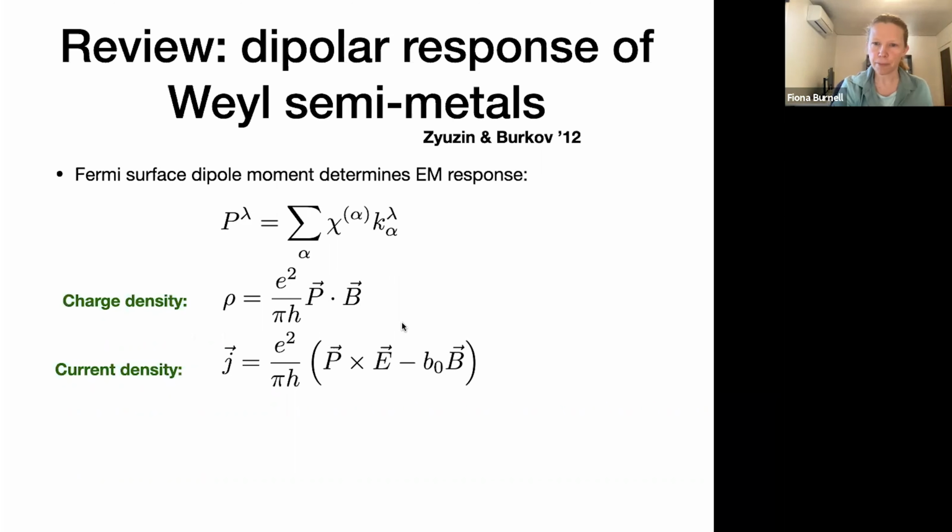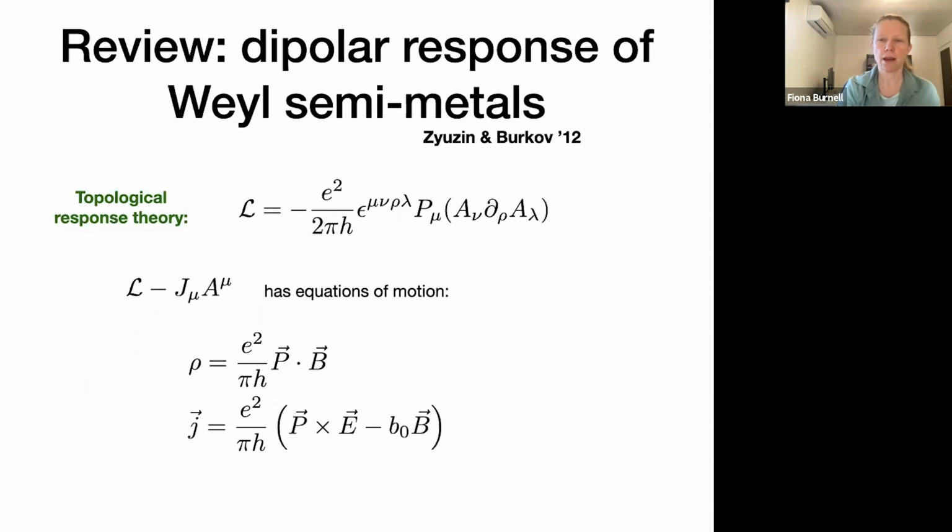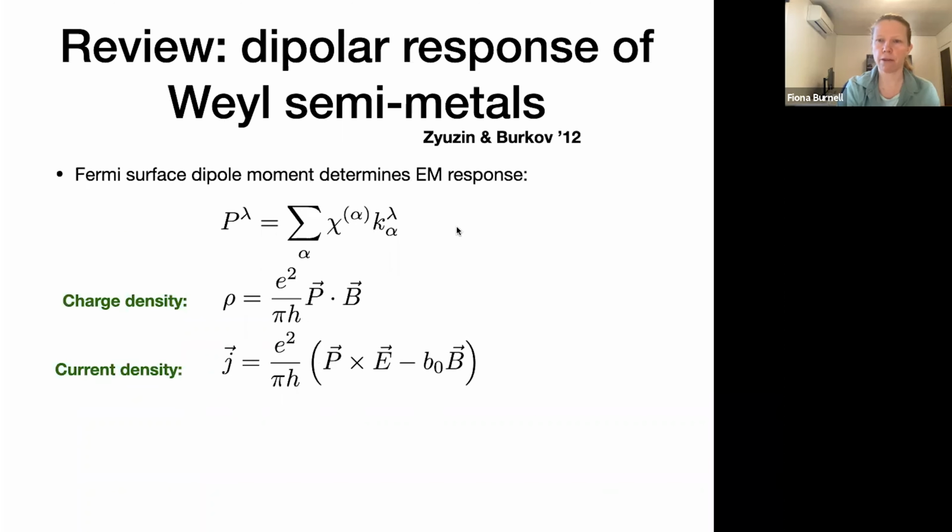Oh, I'm sorry, this B0 should be P0. That's a typo. And if I apply electric fields, let me not worry about P0 in this case, then I get, again, spatial currents, and the direction and magnitude of the currents depends on this dipole moment of the bulk Weyl semimetal. This is something that can be argued a variety of ways, but let me just quote that result.